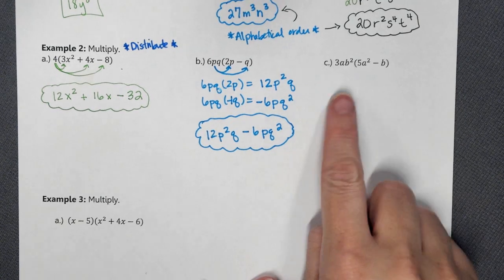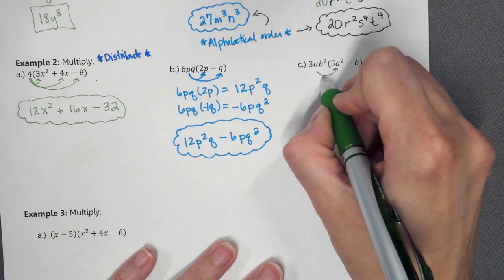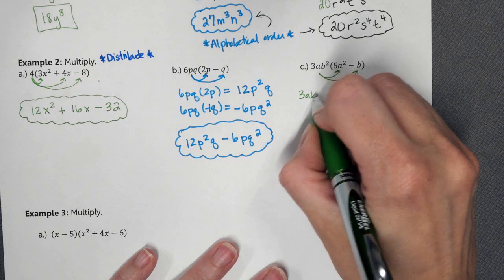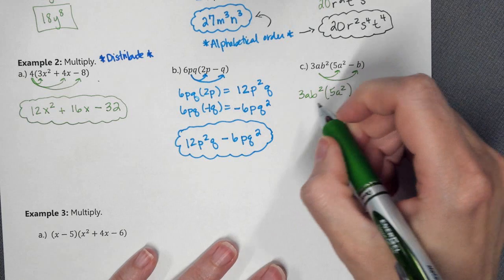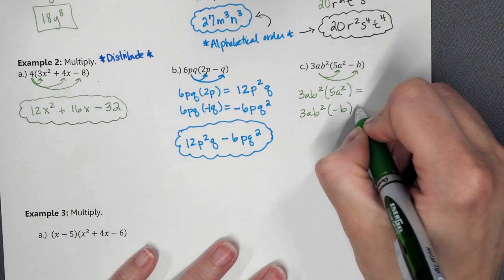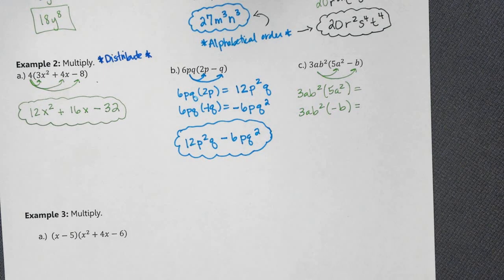Okay, so based on that, I'm going to have you guys do this one. And again, we're going to write it out as 3ab squared times 5a squared. We're going to find that, and then we're going to multiply that by negative b. Okay, so I'll give you a minute to do that. All right, let's see how we did.